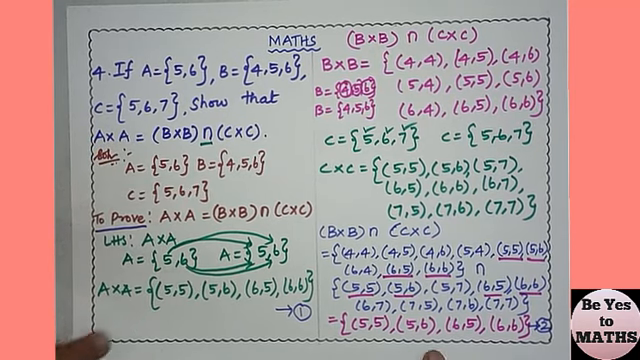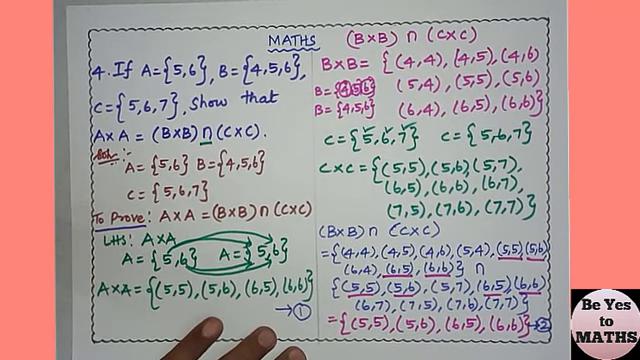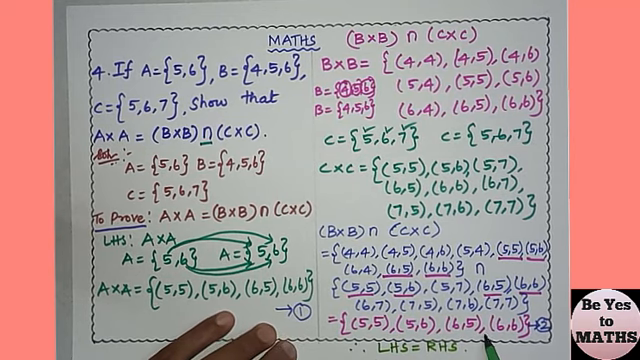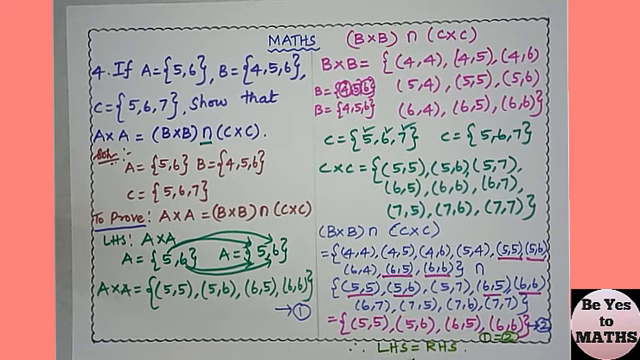Now see, equation 1 and 2 both are equal, therefore we can say LHS is equal to RHS. I will write it here. 1 and 2 both are equal. So therefore we can say that LHS is equal to RHS, hence verified.